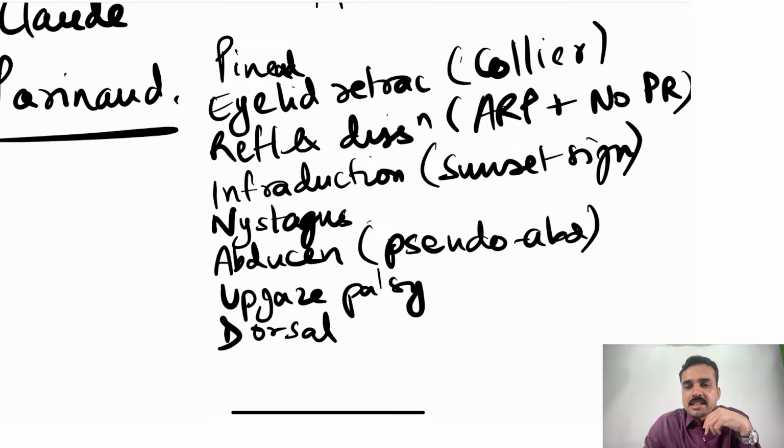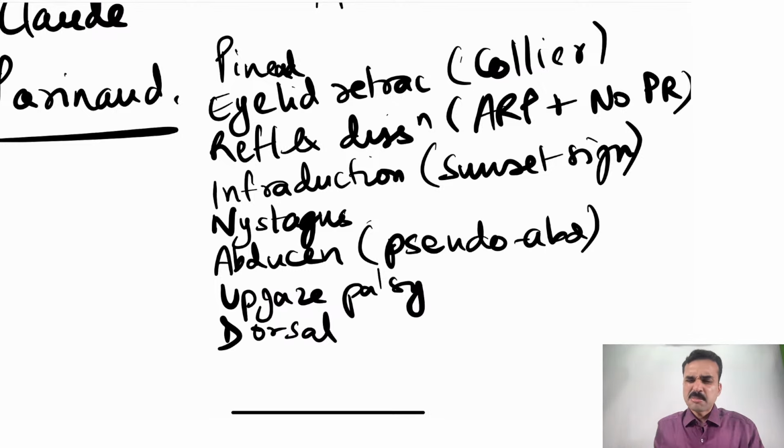Upgaze palsy is again a result of infraduction, so the person remains looking down. Collier's sign, so they're not able to look up. It's a dorsal midbrain syndrome, so D is for dorsal midbrain syndrome. Remember, whenever something involves the vertical gaze, the problem lies with the midbrain. Midbrain problems will give rise to vertical gaze problems. When the problem is in the horizontal gaze, the problem lies in the pons.